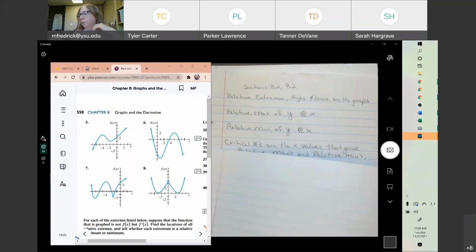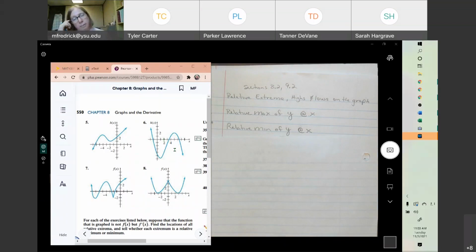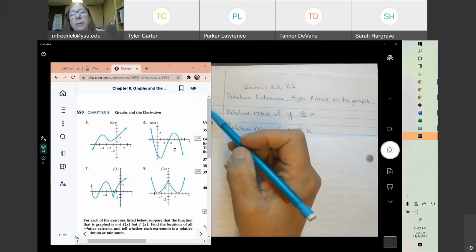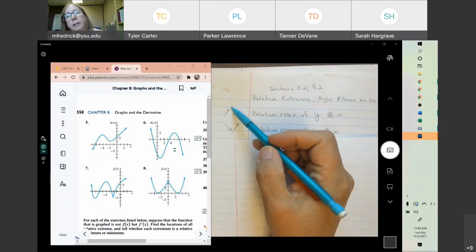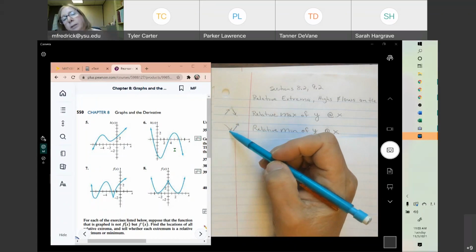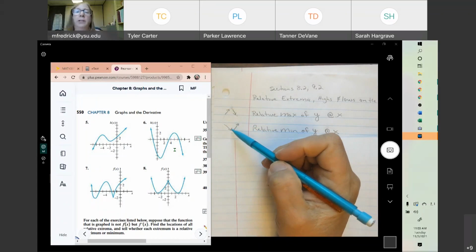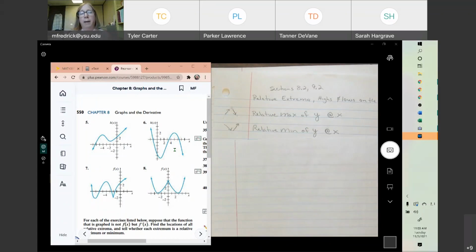Now if we look at a couple of the graphs, to tell when there's a max and a min, it's where you're increasing and decreasing change. So if you're increasing and then decreasing, you have this high part here. Whereas if you're decreasing and then increasing, you have a low spot. And those are the ones that give you your max and your mins.